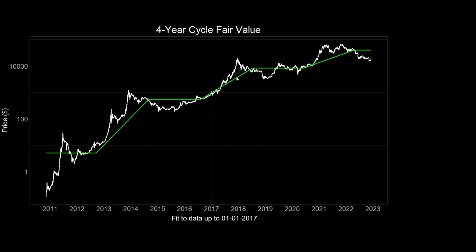So this would have been a very useful guide, basically, of telling you where Bitcoin's price was likely to go, and when the bear markets were likely to be, and where the expansion was likely to continue again. This would have been very useful, even fit all the way back here.